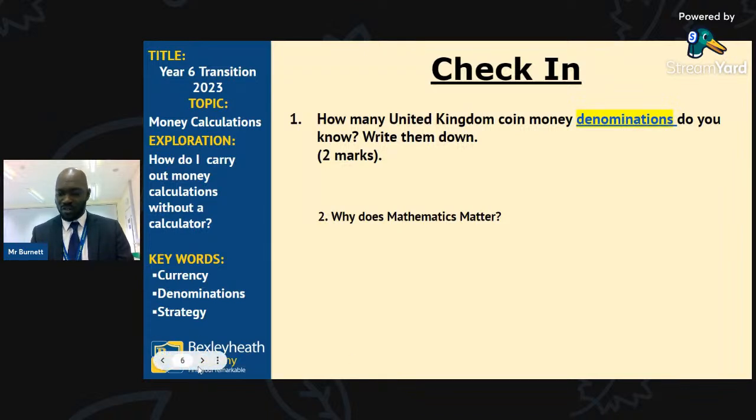And our second question, while you are doing that, if you finish that already, you can move to the second question, which is just asking you, personally, for you, why does mathematics matter? Why does mathematics matter? So I can see a few answers are coming through. A few answers are coming through here on Slido.